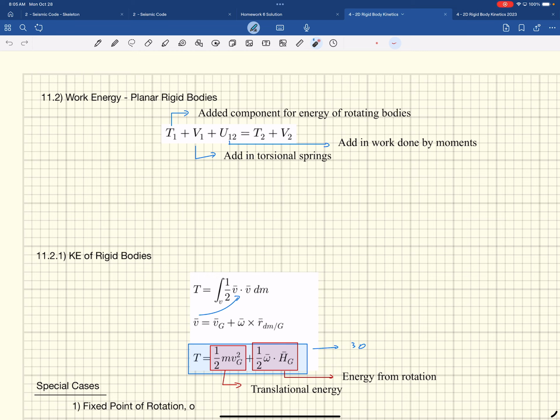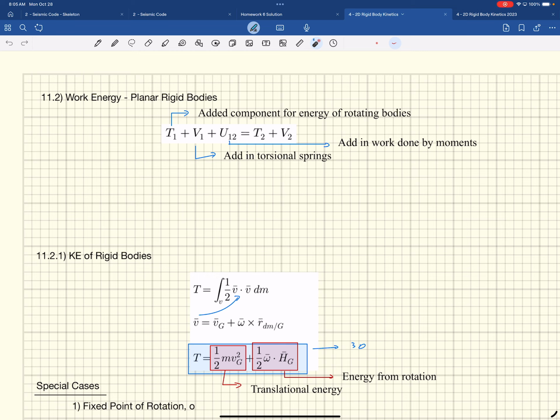Our kinetic energy has energy associated with it rotating as well as energy associated with it translating, okay? Potential energy, right? We just added in a torsional spring. Those things exist as well. And then work being done from state 1 to state 2, we've added a component associated with moments. Moments do work, okay? And so what does that look like?